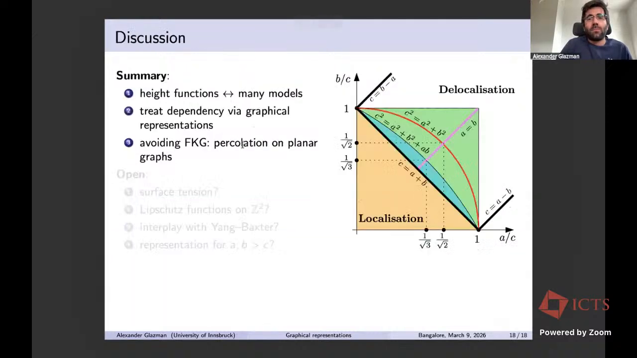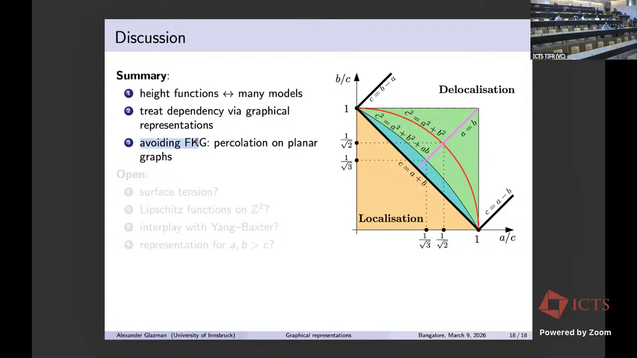So the summary of what we discussed in this talk is that height functions are linked to many different models, including the Potts model. There were different height functions, like Lipschitz functions or graph homomorphisms, or also linked to the Ashkin-Teller model. And the point is that we can treat dependency via graphical representations. This is the idea from the Edwards-Sokal coupling: if you sample an edge, you decouple some part of your configuration.